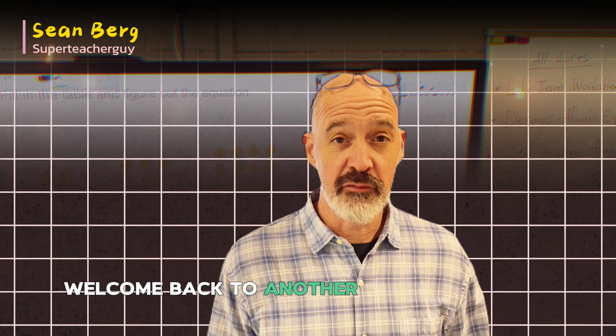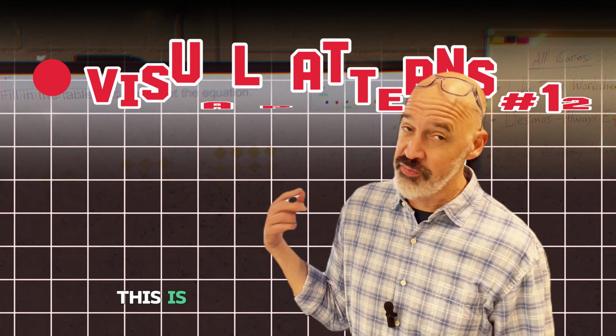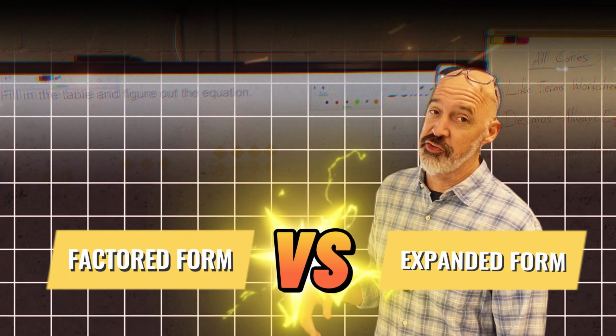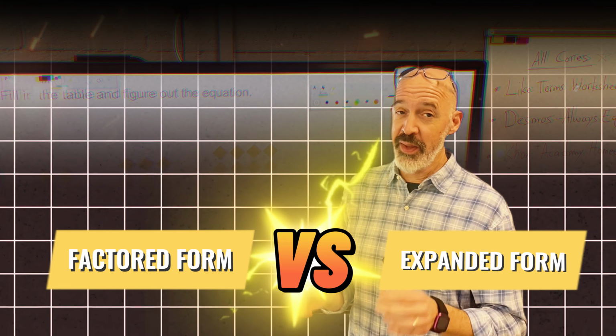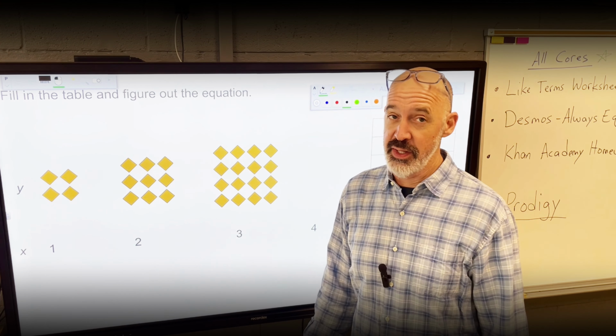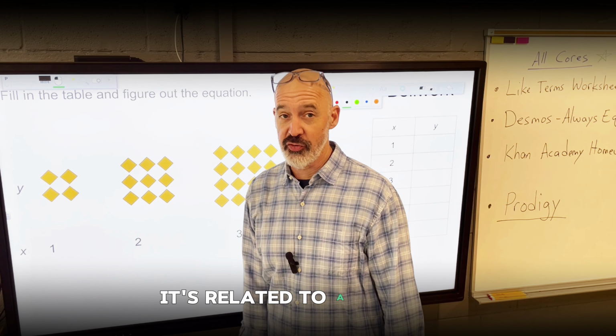Welcome back to another Visual Number Talk. This is Visual Number Talk number 12. It is a perfect way to introduce factored form versus expanded form for this kind of equation. And yes, it's related to a square.